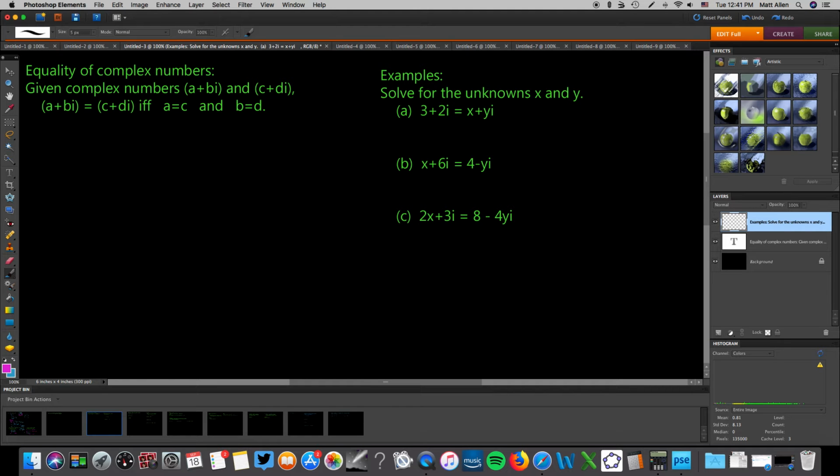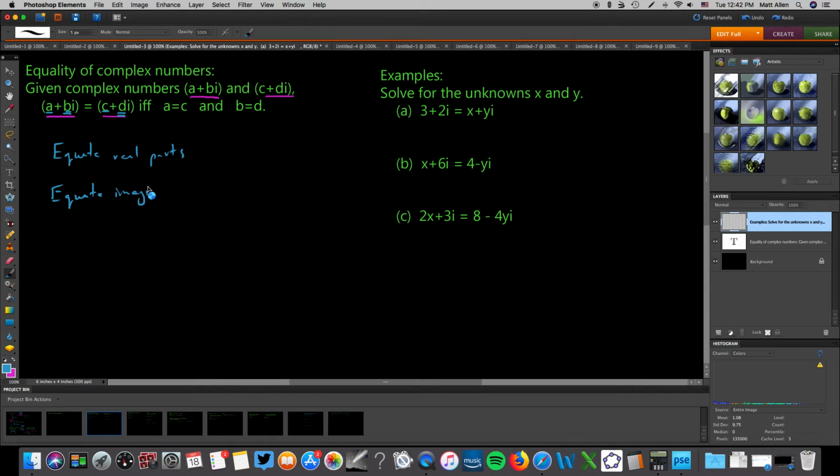And so we're going to start with this definition of equality of complex numbers where it says given two complex numbers a plus bi and c plus di, we can say that a plus bi is equal to c plus di if and only if a is equal to c. So I'm going to underline this here. We say a is equal to c and b, not the i part, but just the b part, the coefficient of the imaginary unit, is equal to d. And so that is to say that when we have two complex numbers, we're going to equate the real parts and we're going to equate the imaginary parts.